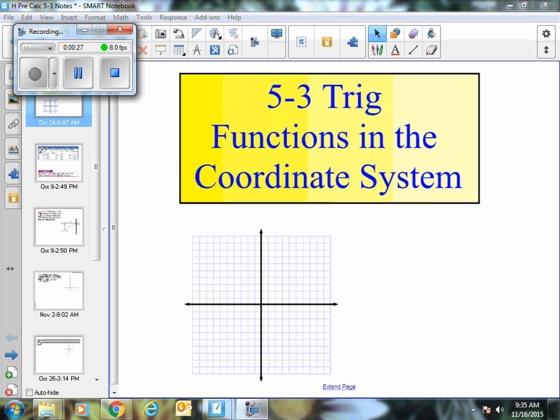So just remember what trig ratios actually are. Remember, they're just a ratio or a comparison of two sides of a right triangle. So if I give you a trig ratio, you know two sides of a right triangle, we can always find the third. Okay, so how do we draw these things in the coordinate system?